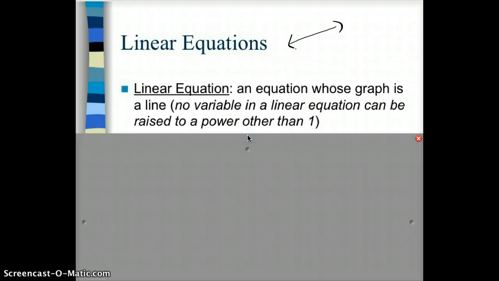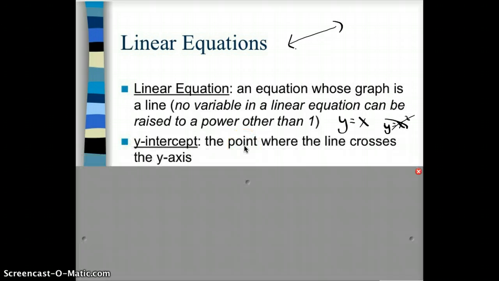Okay, so if it has something like y equals x, that would be okay. But y equals x squared will not be linear. Okay, so just know that. It can only be raised to the power of 1 for a variable.